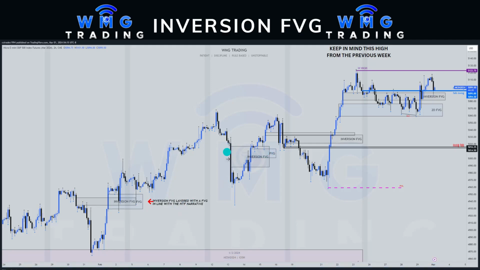Like we have this big fair value gap here that turned into an inversion, right? Price traded through it, showed little to no respect. And then we have another fair value gap here layered inside this fair value gap as well.